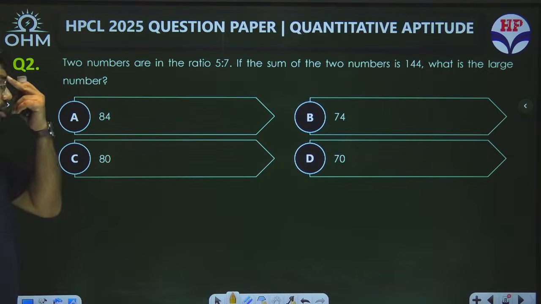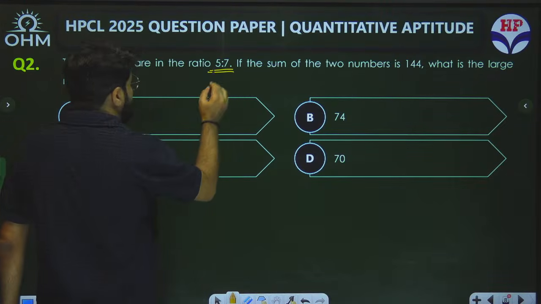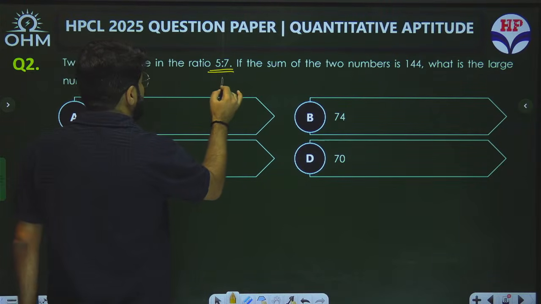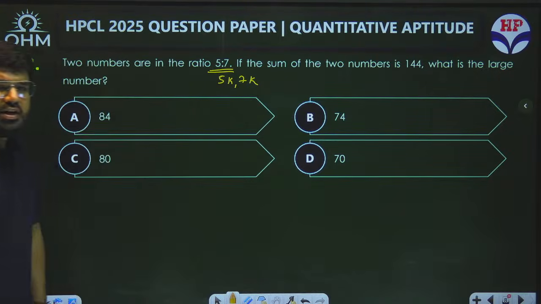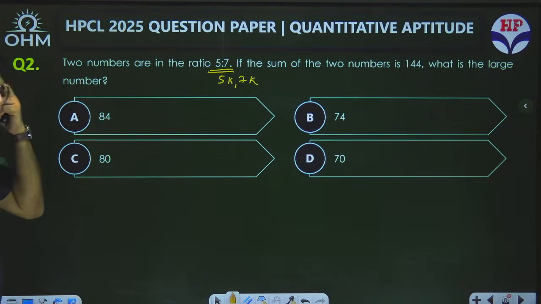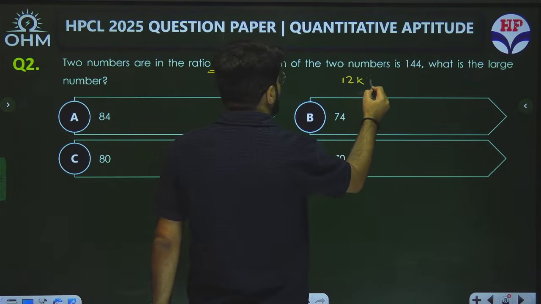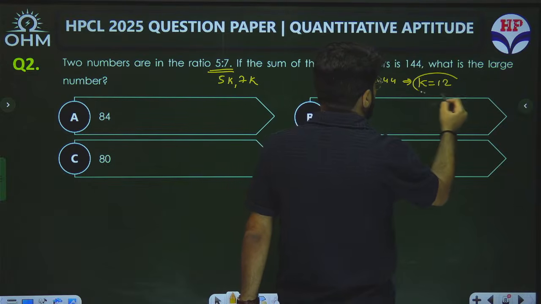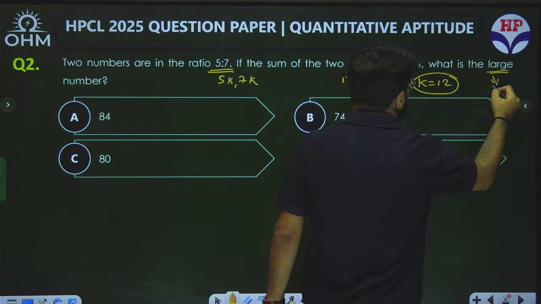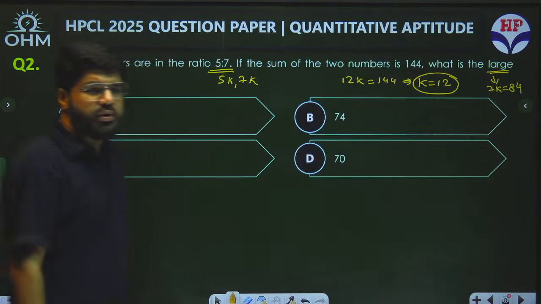Two numbers are in the ratio 5:7, and if the sum of the numbers is 144, what is the larger number? Whenever two numbers are in the ratio 5:7, you can take the two numbers as 5k and 7k, multiples of 5 and 7. Now the sum of the two numbers is 12k, which is 144. This gives k equal to 12. So what is the larger number? The larger number is 7k, which will be 84.